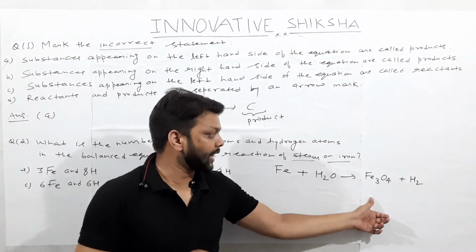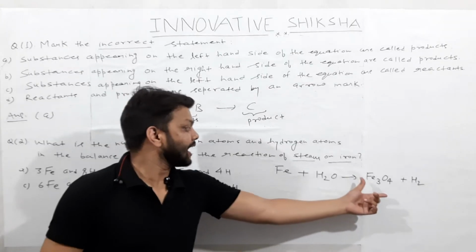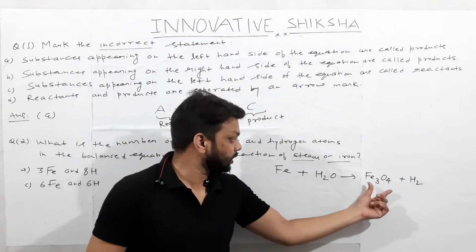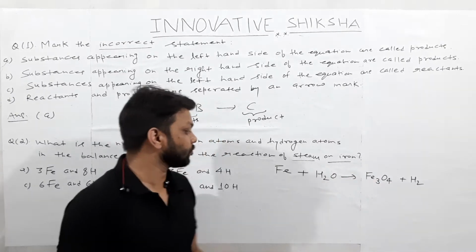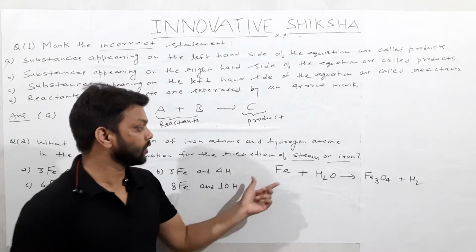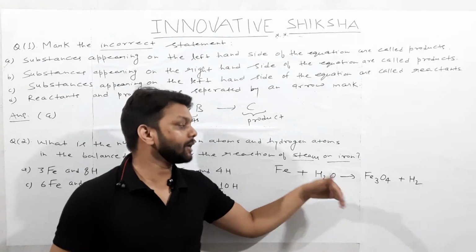Because you know that according to the law of conservation of mass, after reaction and before reaction, the number of atoms of reactants and the number of atoms of products should be equal. Therefore we have to balance each atom, because if you look at this equation, you can see that this equation is now an unbalanced equation.